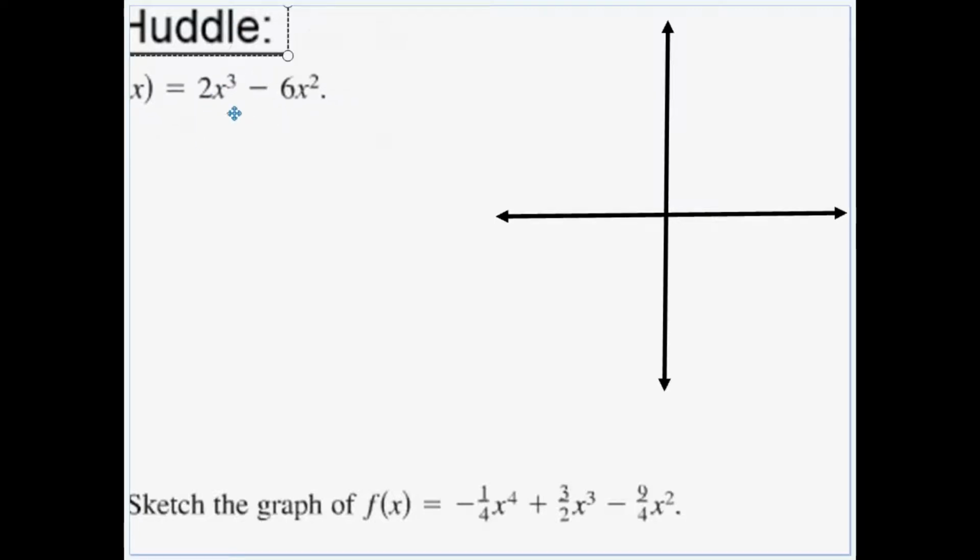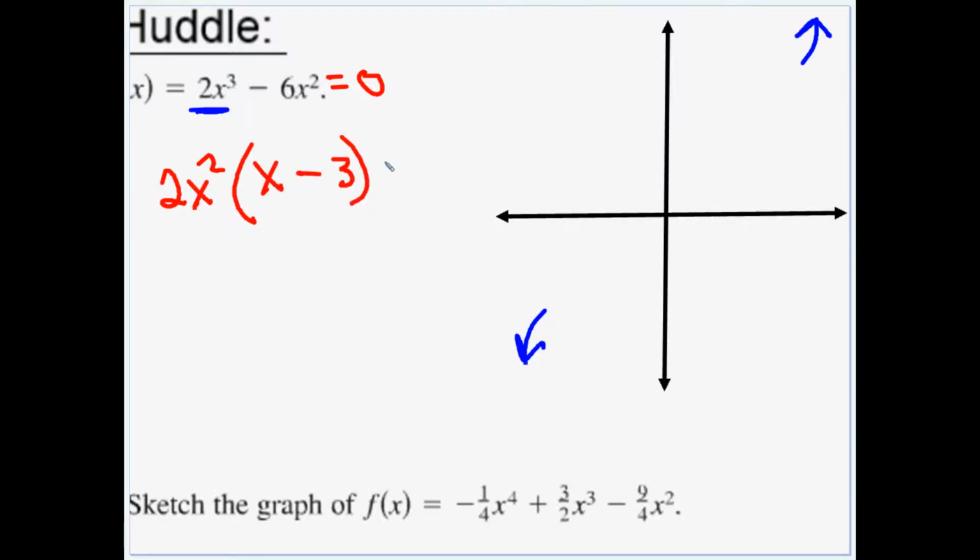All right, we are in descending order, so we can get our leading coefficient test out of the way. It's positive odd exponent, so that is going to be up to the right. It's going to fall to the left. Let's set this equal to 0 and factor out what we can. Looks like we can factor out a 2x squared, and that would leave an x minus 3 equal to 0.